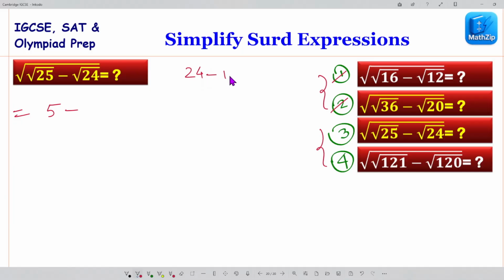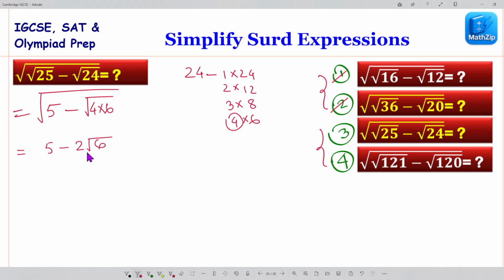24 we can write as 1 times 24, 2 times 12, 3 times 8, 4 times 6. Look, 4 is a perfect square, so we can write root 4 times root 6. Now, root 4 means 2, so here is 2 root 6 and then the outer square root. Now here is 5 and here is root 6, so minus 2 root 6 is like 2ab.